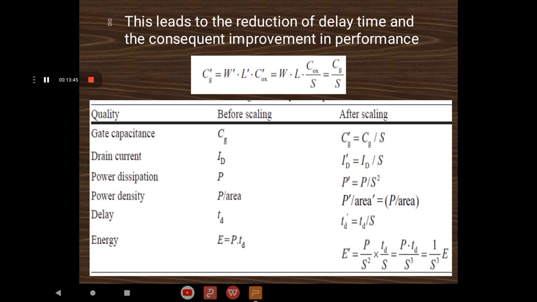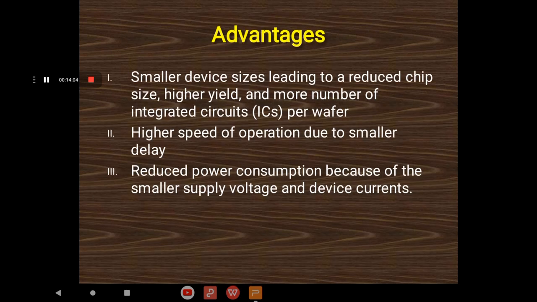So that is represented in the box itself also. The drain current ID is also decreased by a factor S. Power dissipation P dash is equal to P by S square, and the power density is unchanged. Delay time TD is also decreased by a factor S, and energy is equal to P into TD. So from that, energy is decreased by a factor of S cube, right? These are some of the advantages in the case of constant field scaling.